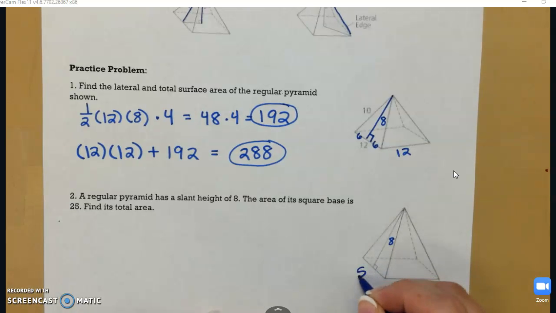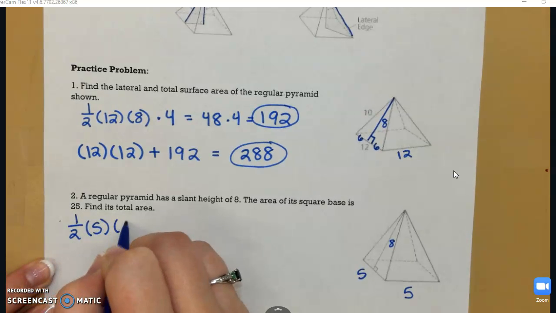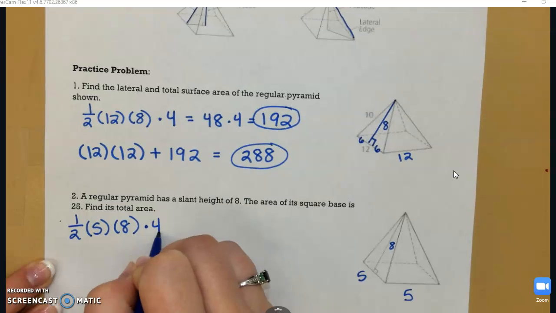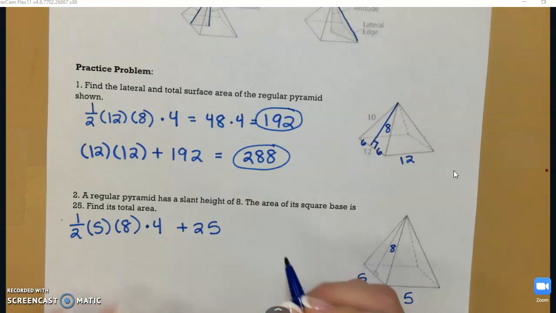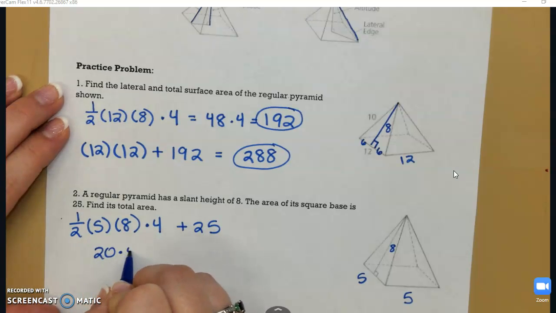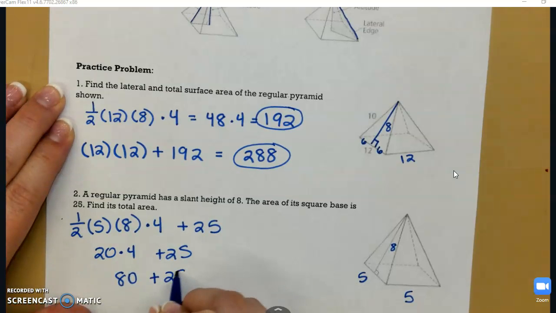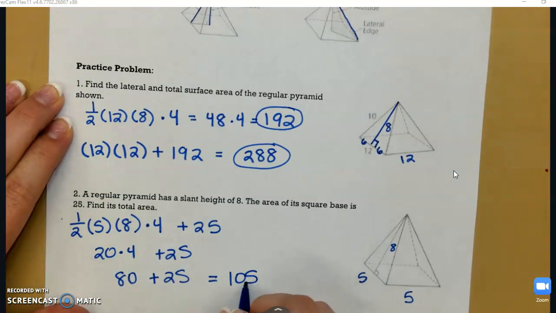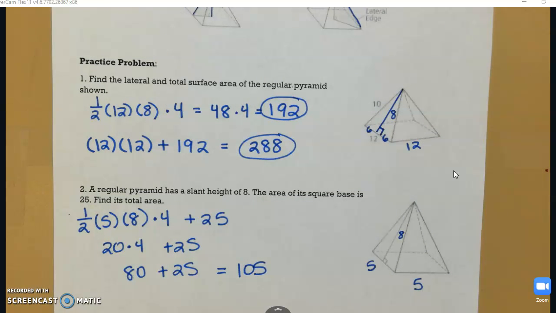So if each side is 5, there's my base for my triangle. So 1/2 base times height. And again, I have 4 of these plus the area of the base, so 25. So 1/2 times 5 times 8 gives me 20. So I end up with 80 plus 25. So 105 is my total surface area for this pyramid. And that wraps up sections 12.1 and 12.2.